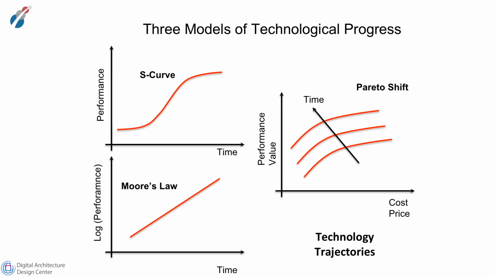In this case, we plot performance, or any of the other figures of merit you're interested in, over time. Here we plot the logarithm, so the log of performance over time. In the Pareto shift model, we plot different figures of merit against each other, and time becomes implicit. The discussion we just had on airplanes, and one of the reasons why the A380 is being retired, is because the Pareto front of technologies has shifted and now made it an inferior choice if you were to buy a new set of airplanes.